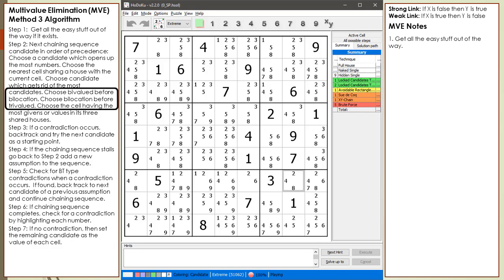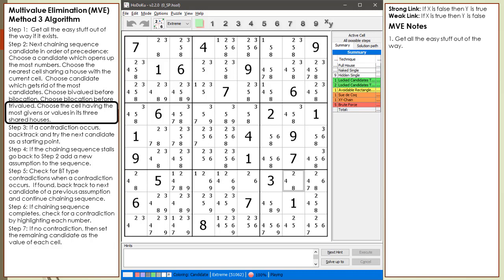This is why it is so important to get the first contradiction out of the way as soon as possible. Contradictions will steer our chaining sequence to the correct path for successfully solving the puzzle. And fifth, we choose the cell having the most number of givens or values in its 3 shared houses.